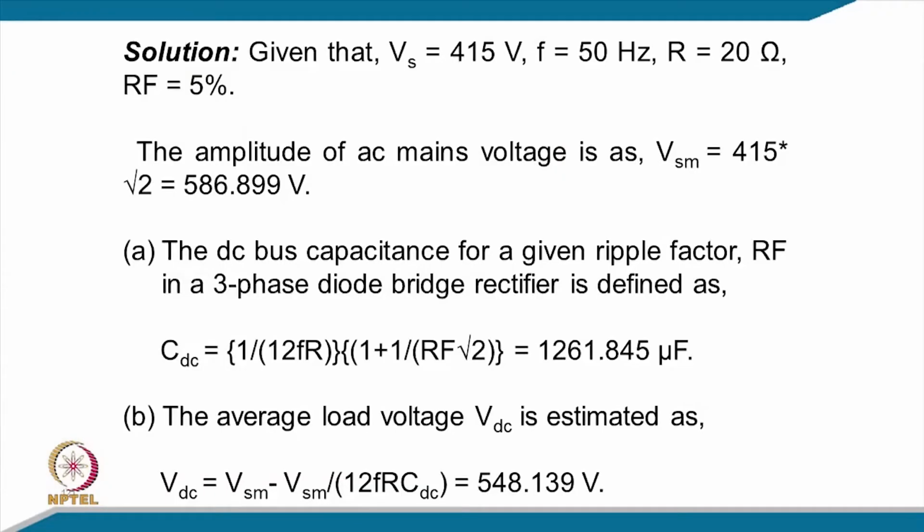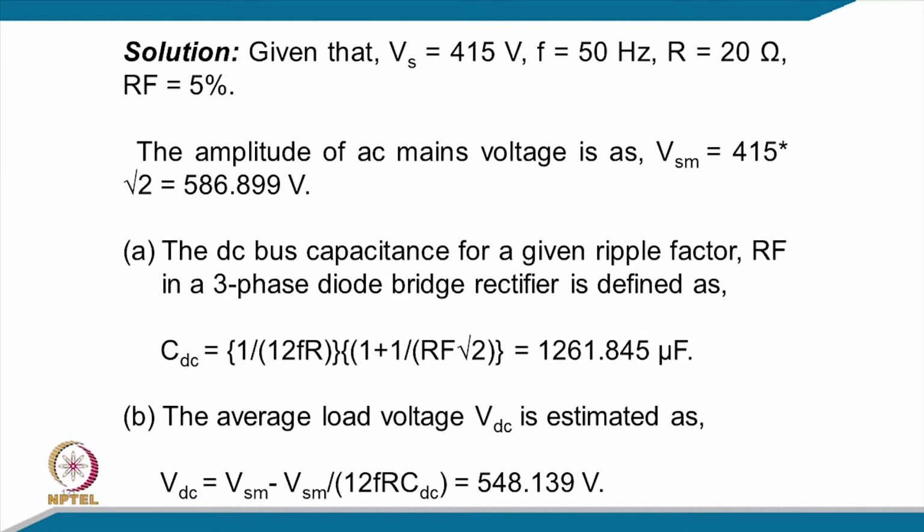So, the solution is Vs equal to 415 volt 50 Hz AC mains, R 20 ohm and ripple filter 5%. So, amplitude of AC voltage will be Vs, 415 root 2, that is 586.899 volt, and the design DC bus capacitance for a given ripple filter and 3 phase bridge rectifier is defined as CDC from this relation 12 FR in bracket 1 plus 1 divided by RF into root 2.